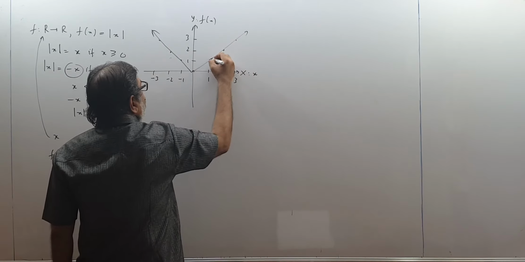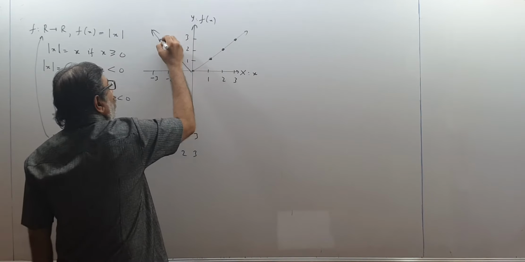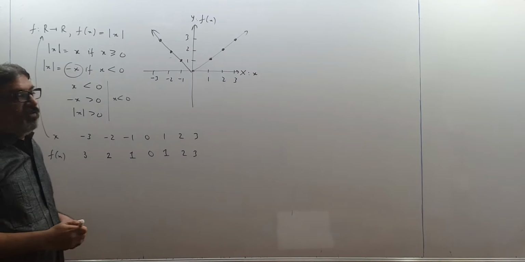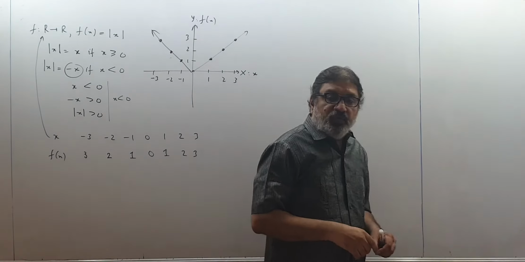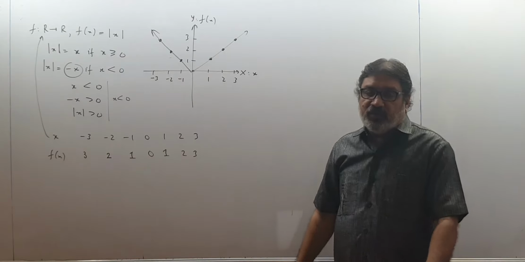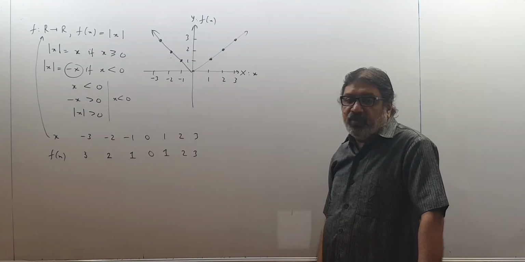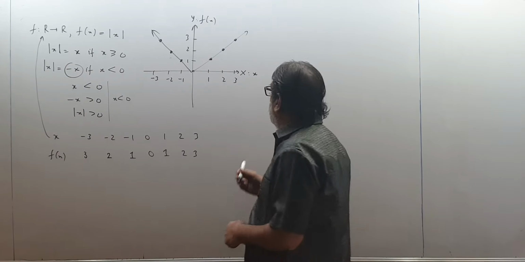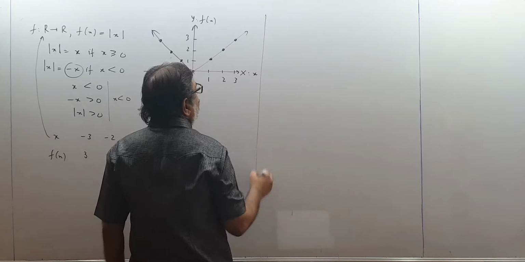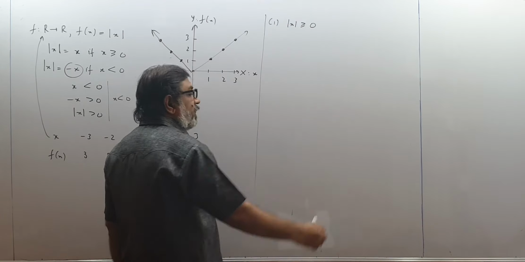This is the shape of the graph of y equal to mod x. Understanding, children? This is the graph of y equal to mod x, or f(x) equal to mod x, the modulus function. You can see the value will always be positive or 0. That is about the modulus function. Now some properties you have to learn about the modulus function, not learn but understand. We have understood that mod x will always be greater than or equal to 0.